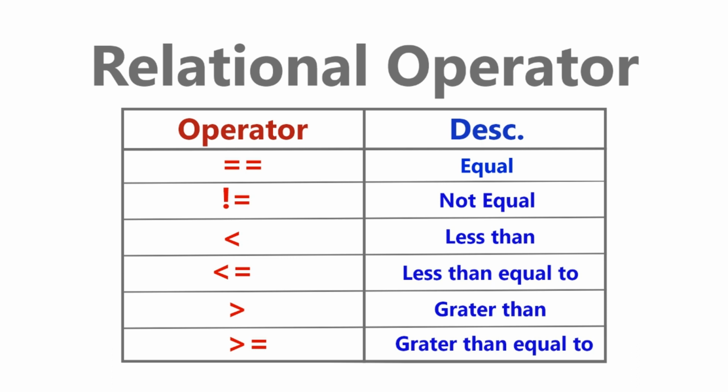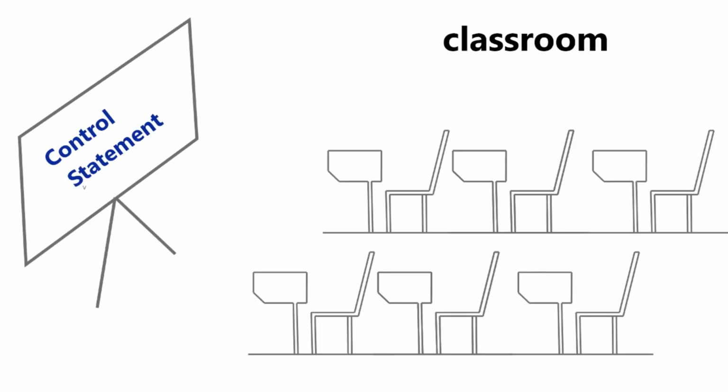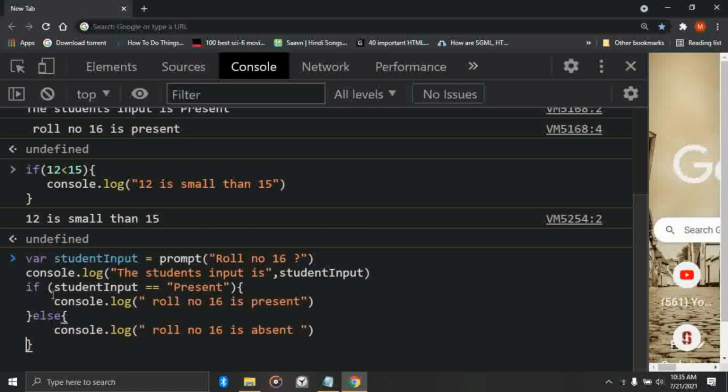Now come back to our teacher's example. What if the student is not present? How will we simulate this situation? Intuitively we know that we have to use else. It means that in general, if something is not true, we have to do another thing. Like that, we are going to use else, and within else, we are going to console log roll number 16 is absent.